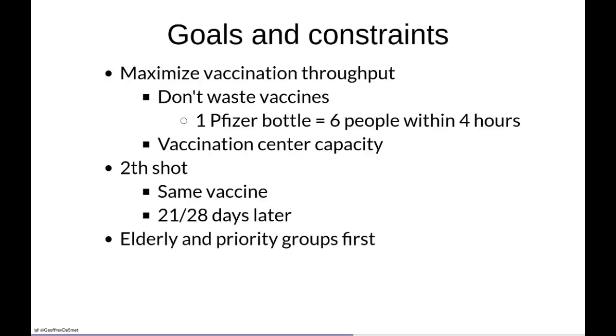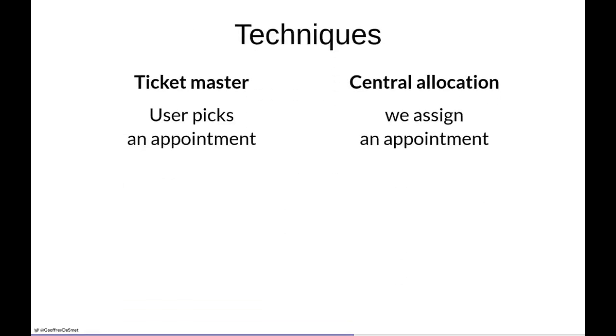We want to prioritize the elderly and priority groups. This might differ from country to country or from region to region. Whatever the case, whatever the government decides to do there, we want to make sure we respect those rules. And we want to minimize the driving distance for all of the people to get to those vaccination centers. There's basically 2 techniques to do this. One is the Ticketmaster approach and the other is the central allocation approach.